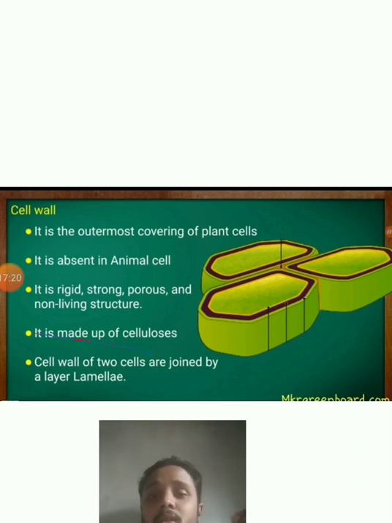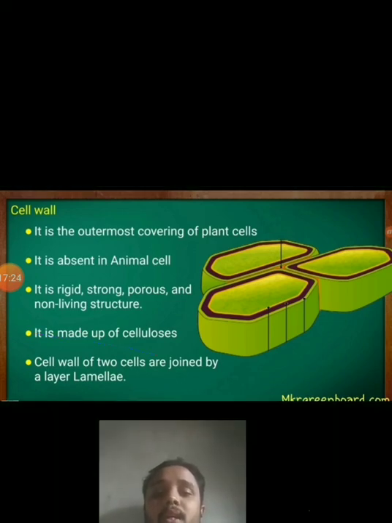Understand, cellulose. So the cell walls of two cells are joined by a layer called the middle lamella. Okay, the second part of the video is coming.